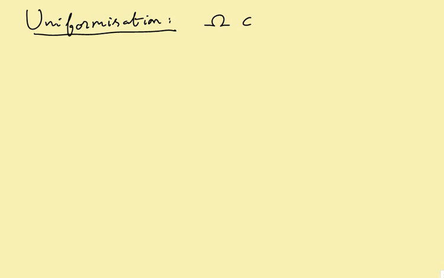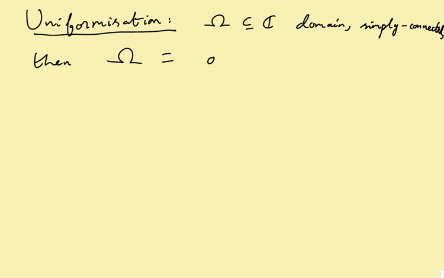First of all, we'll start with some very basic complex analysis, which is the uniformization. Well, what does the uniformization theorem say? There are various statements, but I'll put a very simple one. Suppose omega contained in C is a domain and it's simply connected. Then omega equals one of, and here equals means equals in the complex analysis sense, biholomorphic.